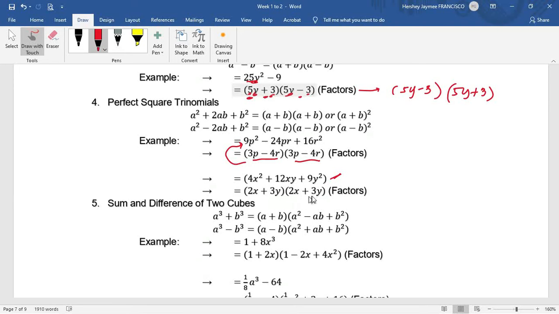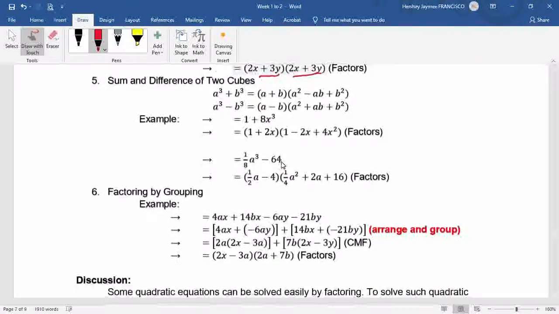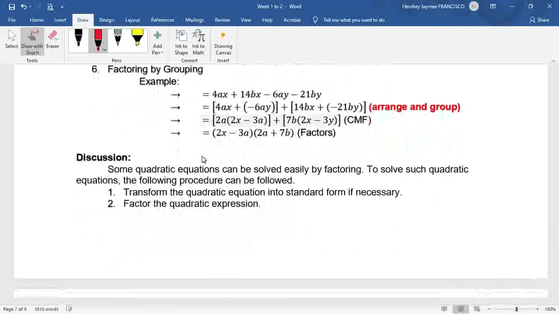So, I have here another example. Paki-solve or check nyo kung paano naging 2x plus 3y and 2x plus 3y based dun sa lesson ng perfect square trinomial when you were in grade 8. Okay? So, I have here the sum and difference of two cubes. Paki-check nyo yan. And factoring by grouping. Okay? So, let's move on with our discussion.